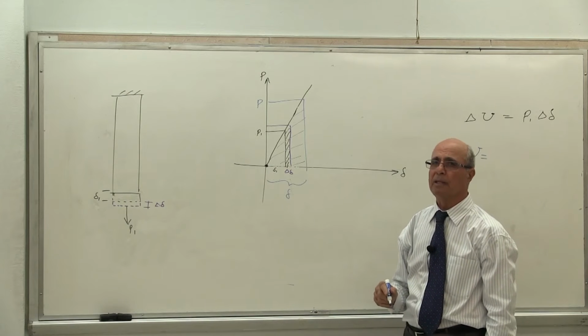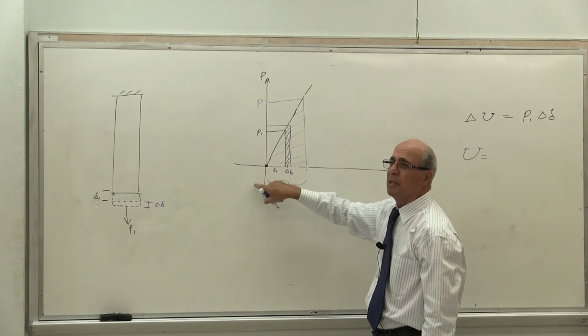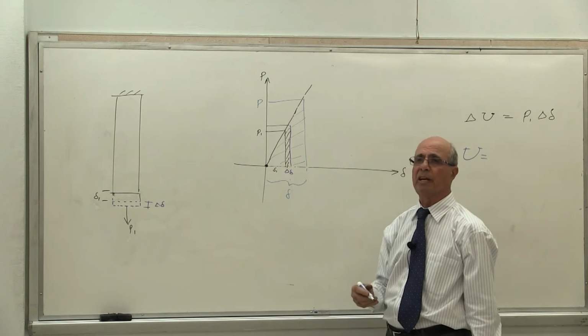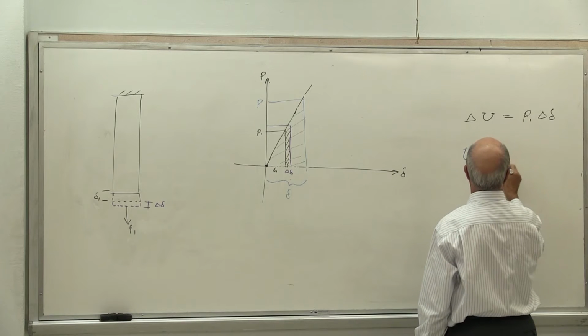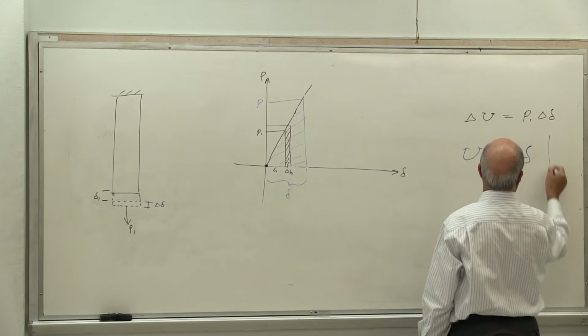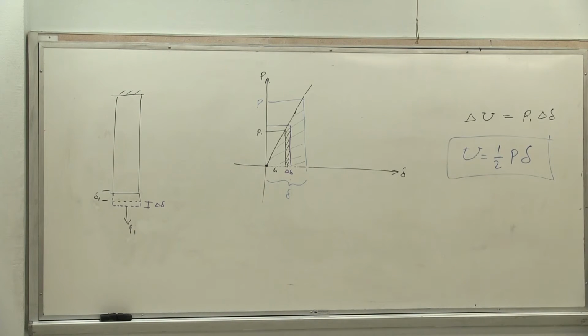Which is equal to what? Equal to P times delta divided by 2, because it is a triangle. So it will be 1/2 of, that's what you want to know, P times delta. So that is the total energy stored in an axial member. However, what's the value of delta? We already know what the value of delta is. Is that correct or not?